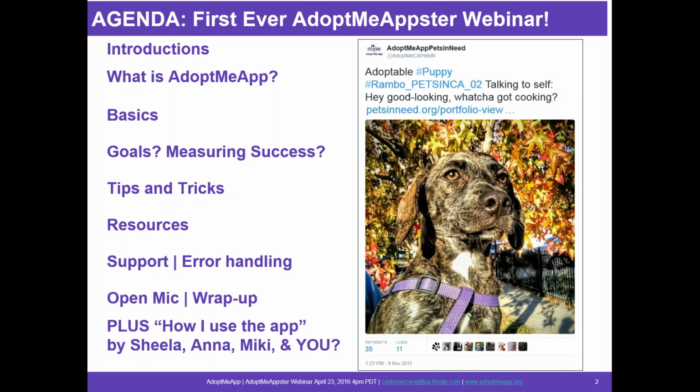And then there are several people that are going to talk about how to use the app, which is Sheila, Anna, and Mickey. And Sheila and Mickey are here, but I haven't seen Anna yet, although I did get confirmation, so I expect she will be joining us.